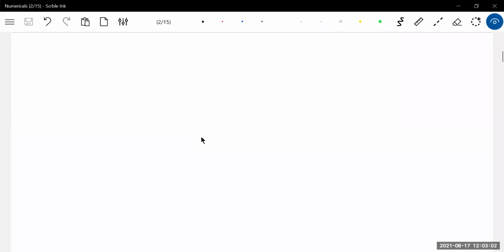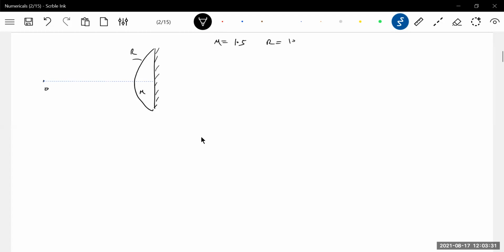Now the same problem. Instead of silver lens, I'm going to bring a plano convex lens. The plane surface, I'll silver it. I'll keep an object O. So let this be mu. Radius of curvature, this is R. So I'll give mu equal to 1.5. Let R equal to say 10 centimeter.